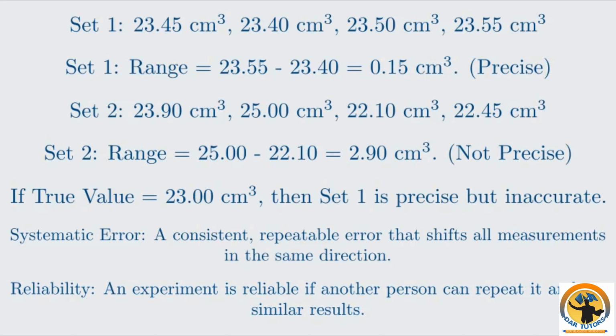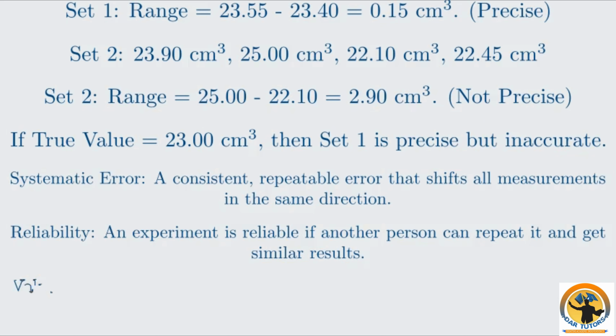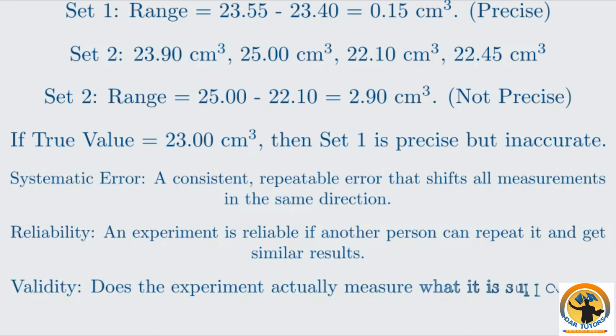Validity is about whether your experiment is actually testing what it is intended to test. For an experiment to be valid, the method must be accurate and directly measure the intended variable with minimal variation. A valid experiment ensures you are measuring the correct thing.